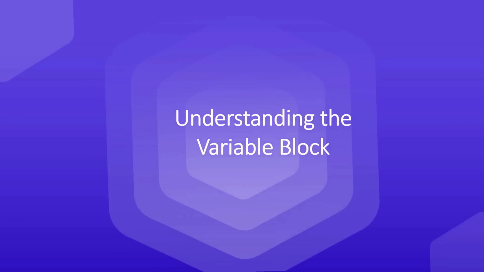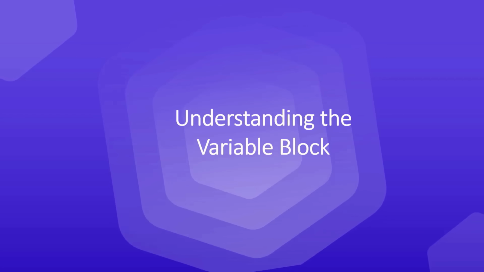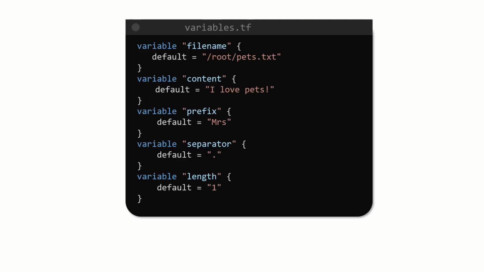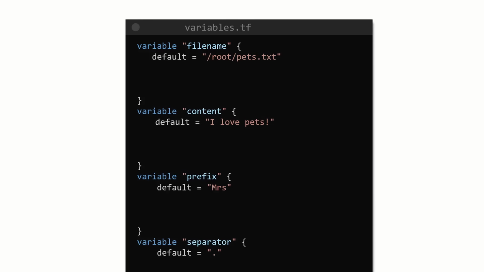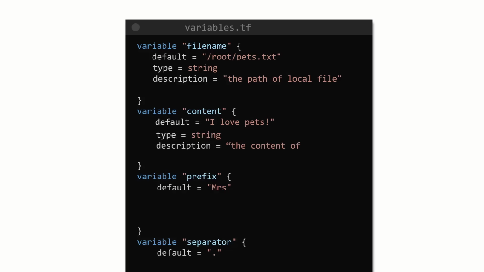In this lecture, we will take a close look at the variables block in Terraform. First, let us look at the different arguments that a variable block uses. The variable block in Terraform accepts 3 parameters. The first one, which we have already used, is the default parameter. This is where we specify the default value for a variable. The others are type and description.